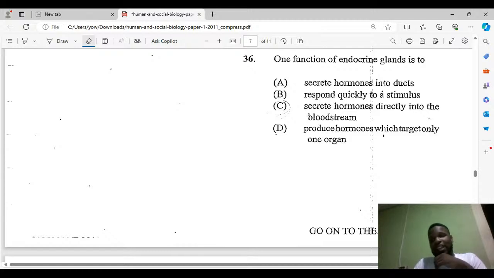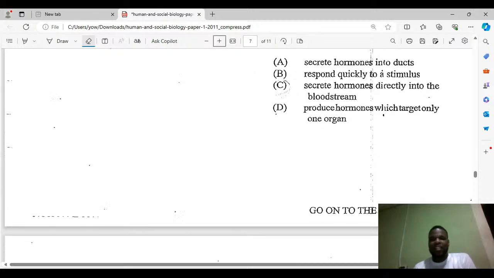So don't forget that, all right? Don't forget that. All right, guys. So endocrine gland secretes hormone directly into the bloodstream. All right, so the answer would be C. All right, let's move on.